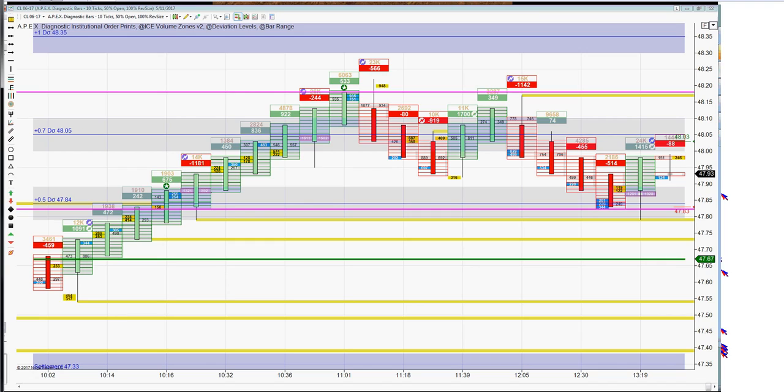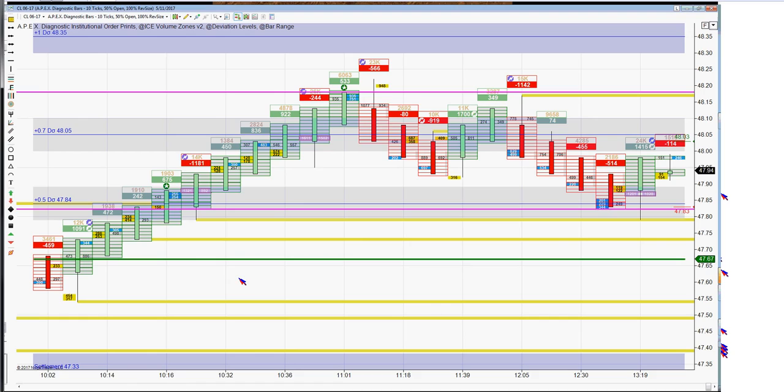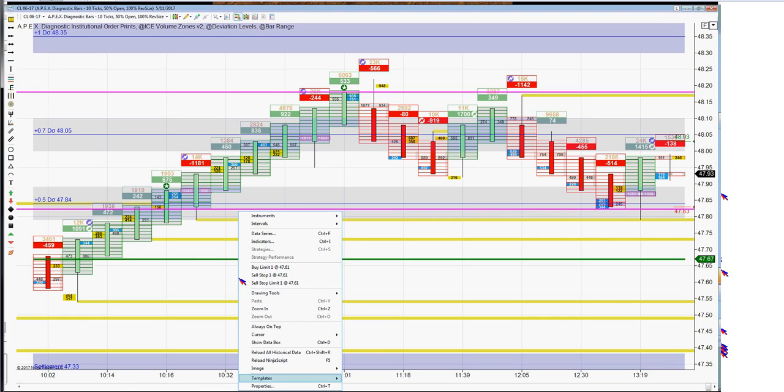Darrell, could the market makers be yellow in the next toolkit update? They could be in your current toolkit. Just right click, go to indicators and change the color.